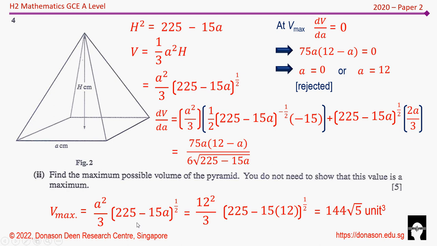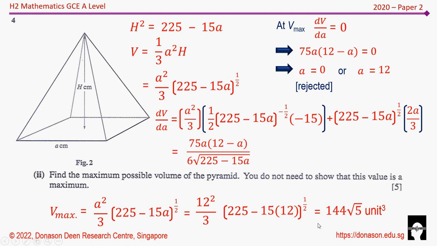So it's a 12 squared, because A is a 12. So 12 squared divided by 3. And then inside the bracket you've got a 15A, so 15 times 12 to the power of half. And when you evaluate all of this and you simplify, you should get 144 root 5 unit cube, and this should be the maximum possible volume.